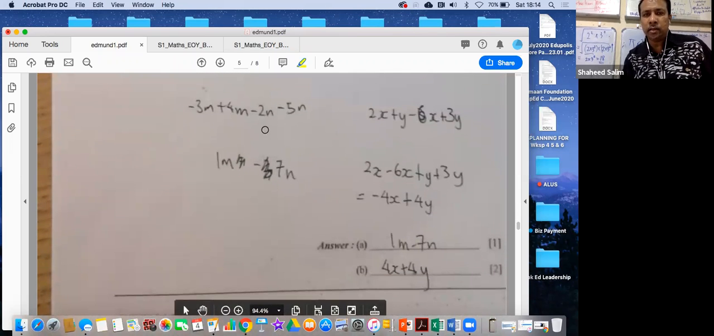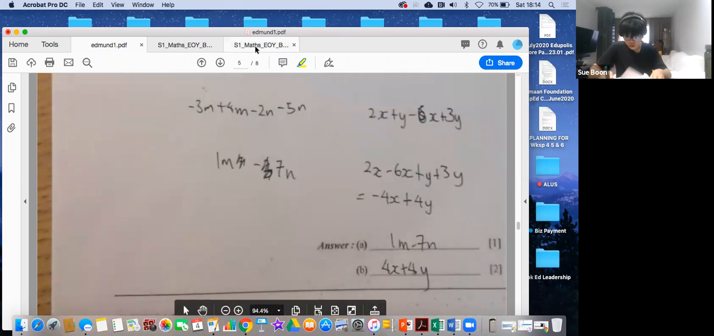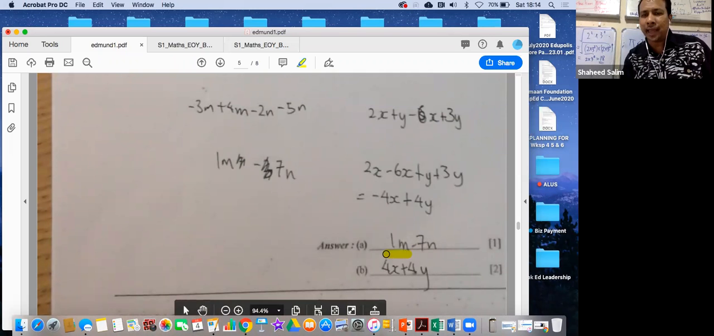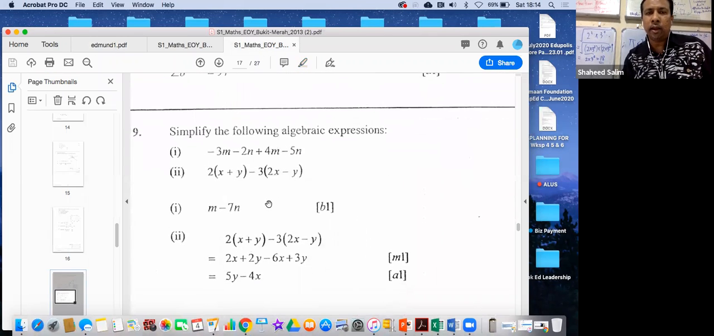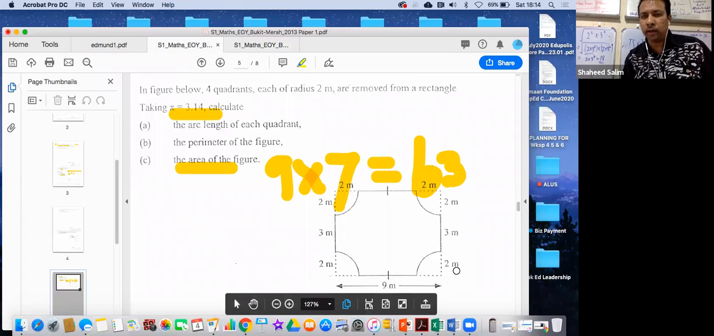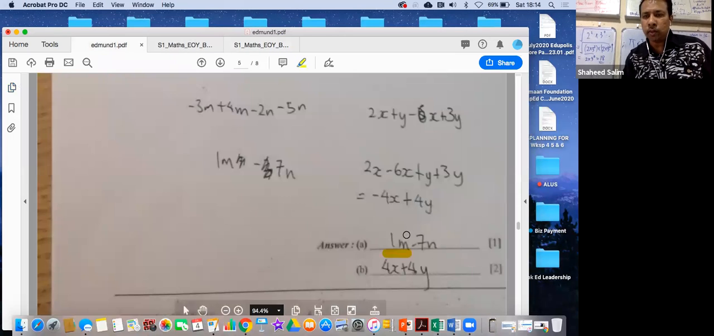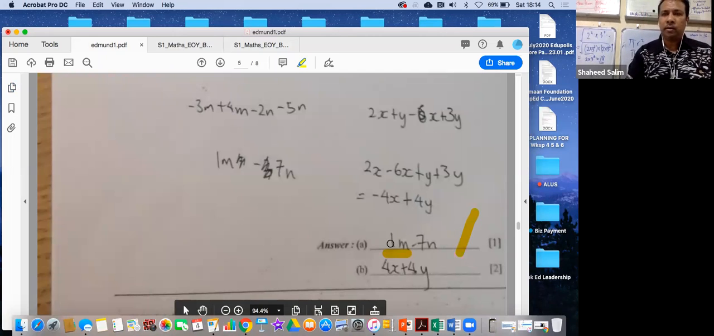Okay. Let's see. 1m, you can write it as m. You don't need to write the 1. m minus 7n. Let's see whether you're right. Correct. The first one is correct. This one here is correct. But remember, don't need to write the number 1. 1m is m.